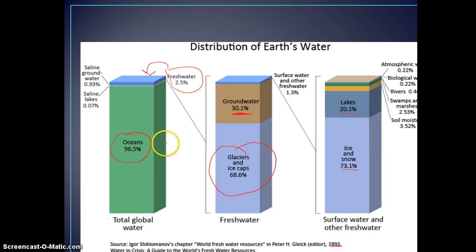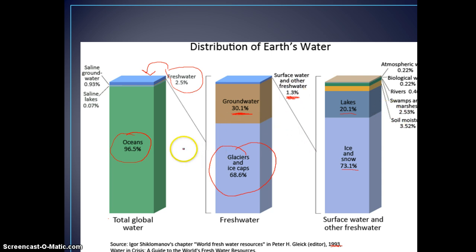And then once again, we look at glaciers, ice caps, groundwater, and then surface water and other fresh water is that very small percent, that 1.3%. We are going to look in this column over here at just that 1.3% and then break it down even further. And that's how we get another 73.1 and 20.1% plus all of these guys over here.